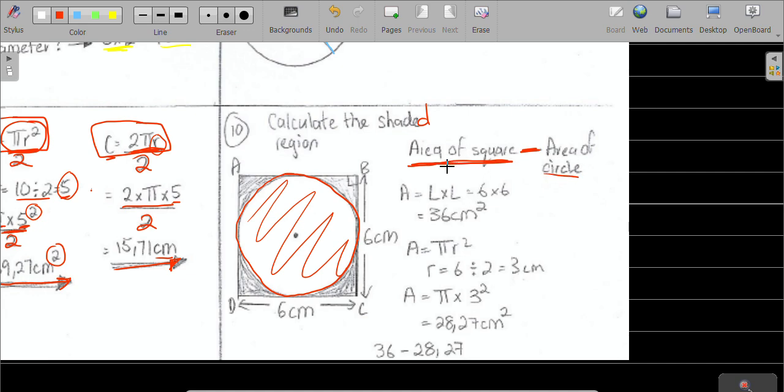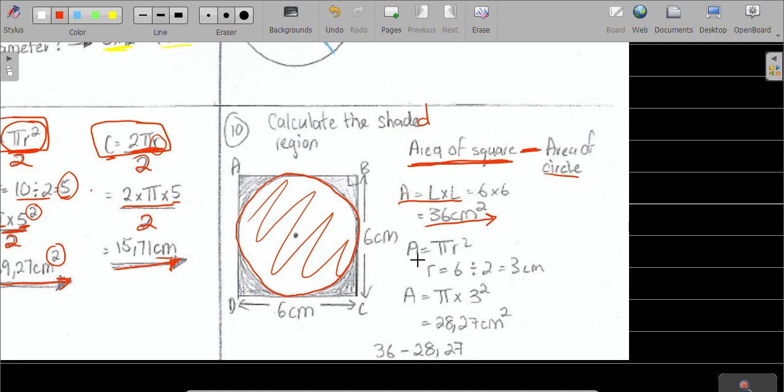You and I both know how to calculate the area of a square, and we both know how to calculate the area of a circle. So it's actually quite simple. So let's do that. The area of the square is length times length. So it's going to be 6 times 6, which is 36 centimeters squared.